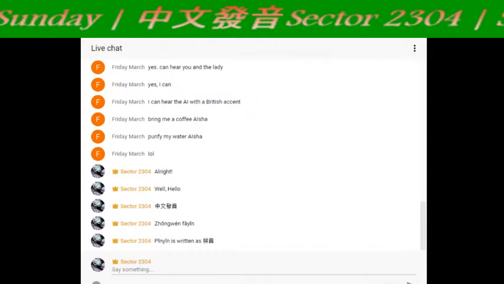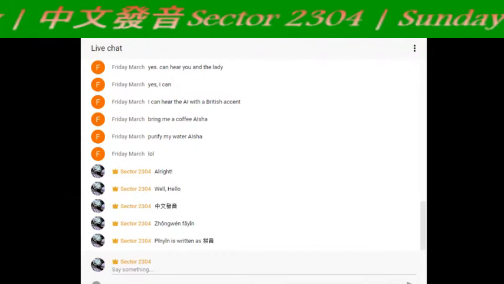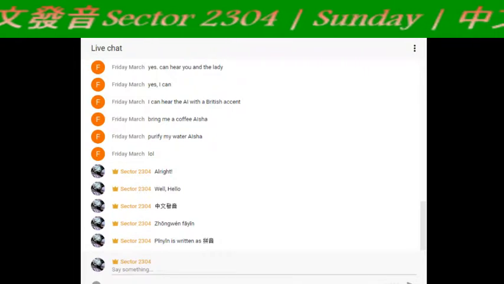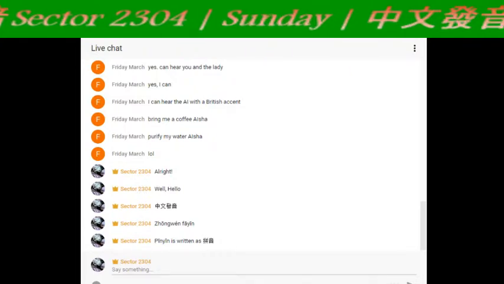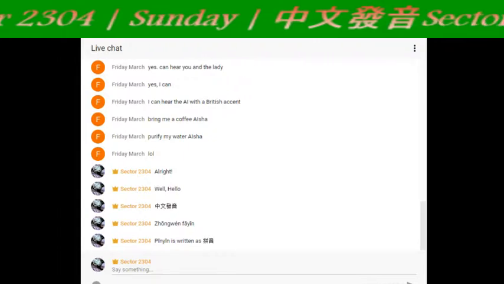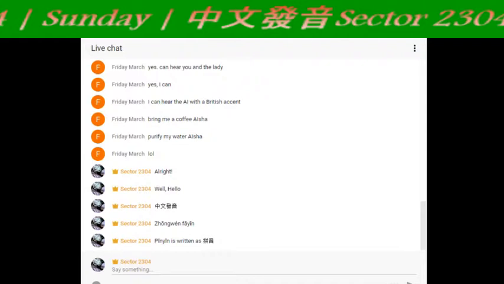So pinyin is the Chinese language phonetic system. It is used to write Mandarin Chinese pronunciation with the Latin character set. All right?